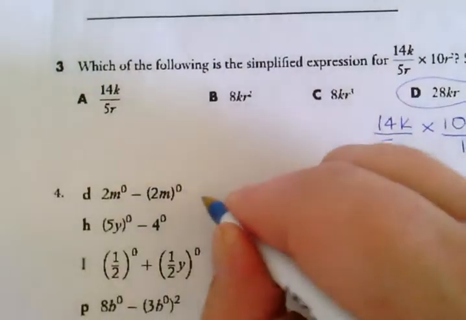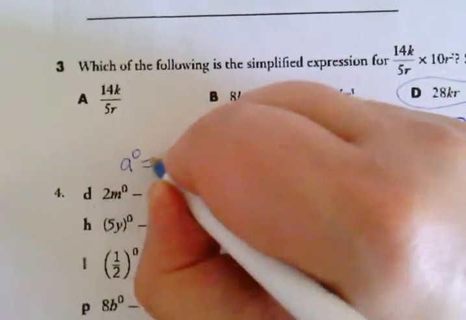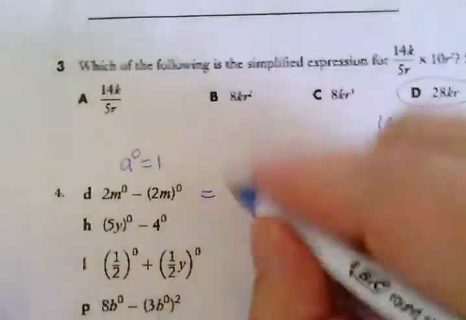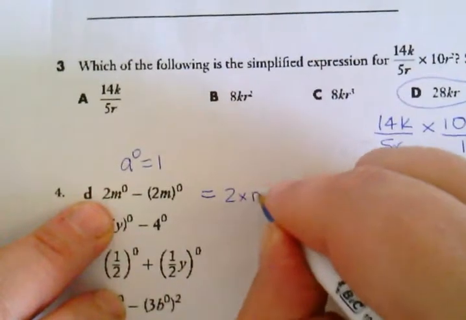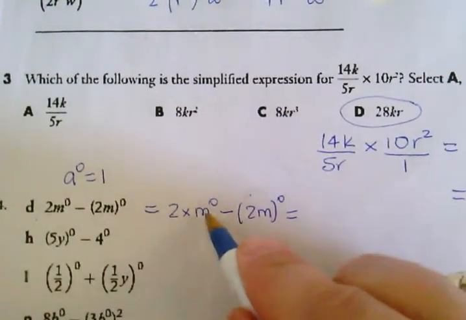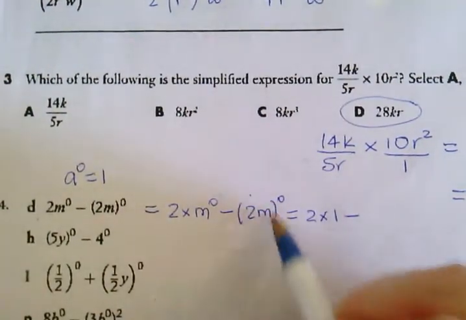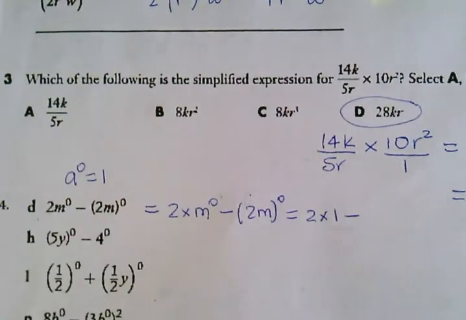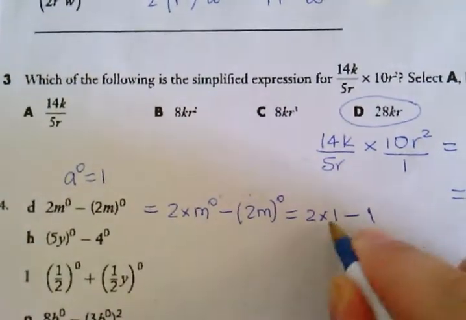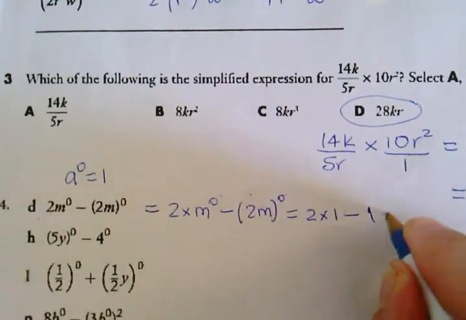Now, I've got to be careful with these. These two expressions here are different. Now, we know that anything to the power of 0 is 1. But here, this first one means 2 times m to the 0 minus 2m all to the power of 0. So, 2 times, now this m to the 0 is 1. So it's 2 times 1, take away. Now all of this is to the power of 0, and anything to the power of 0 is 1. So that bit there equals 1. So 2 times 1 is 2, minus 1 is 1.